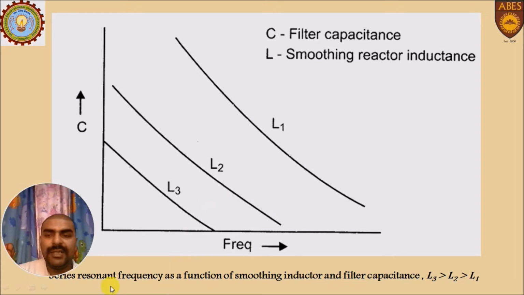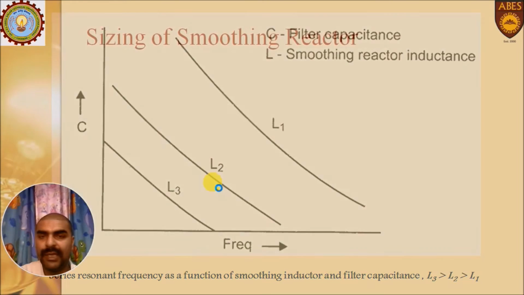This is the variation of series resonant frequency as a function of smoothing reactor, where L3 is greater than L2 and L2 is greater than L1. The y-axis is capacitance, the x-axis is frequency. Then L3, L2, L1 show the variation in frequency with respect to the value of the smoothing reactor.